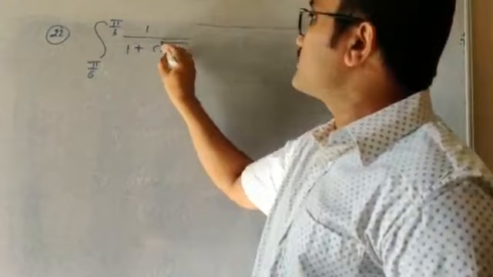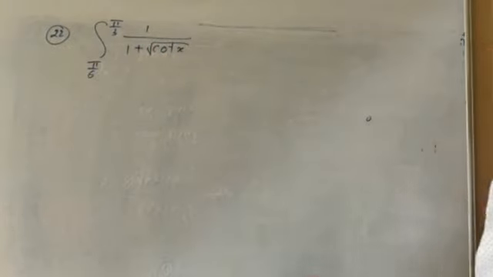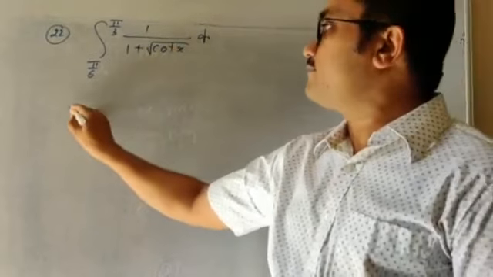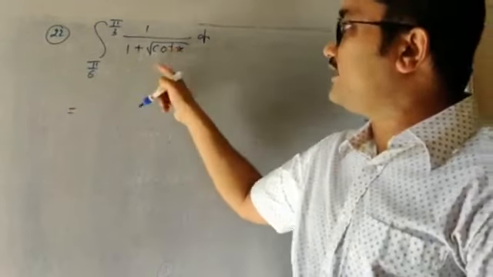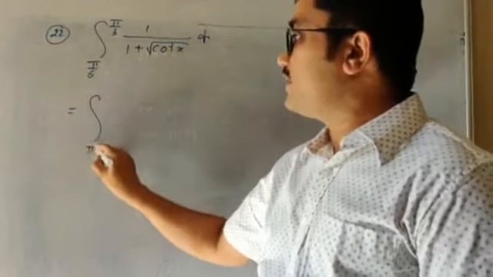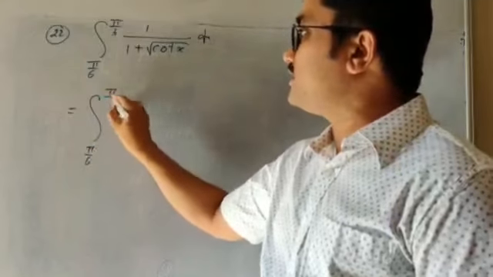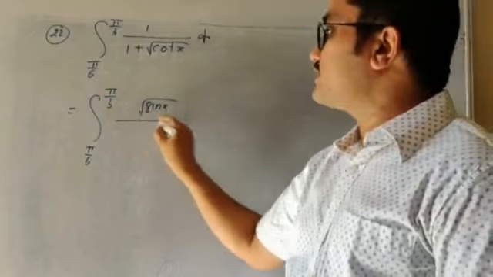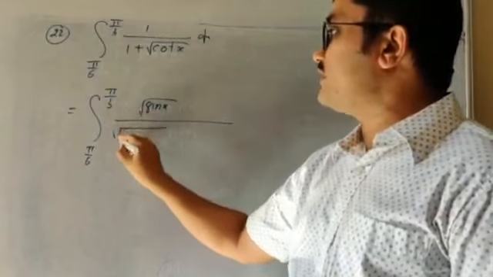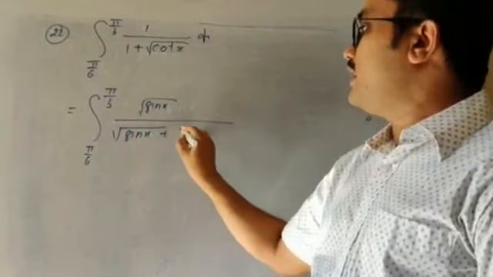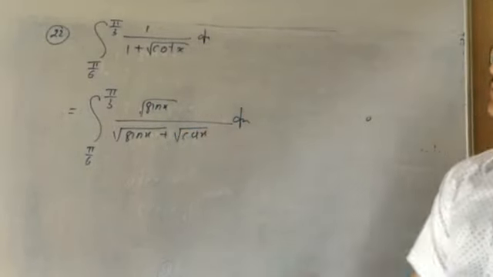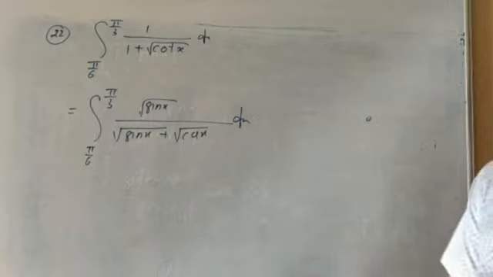1 plus cot x. So we can write this as, you know, cot is nothing but cos by sin. So if you write this as cos upon sin and take the LCM, the same question can be written as integration from pi by 6 to pi by 3 of root of sin x upon root of sin x plus root of cos x. I hope this is clear to all. We have written cot as cos by sin.